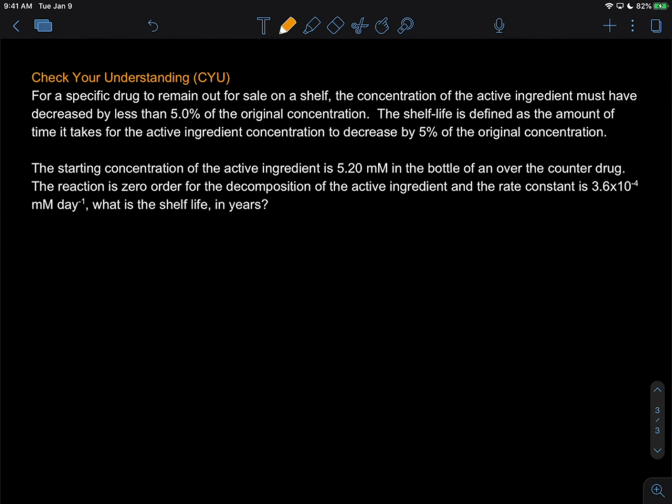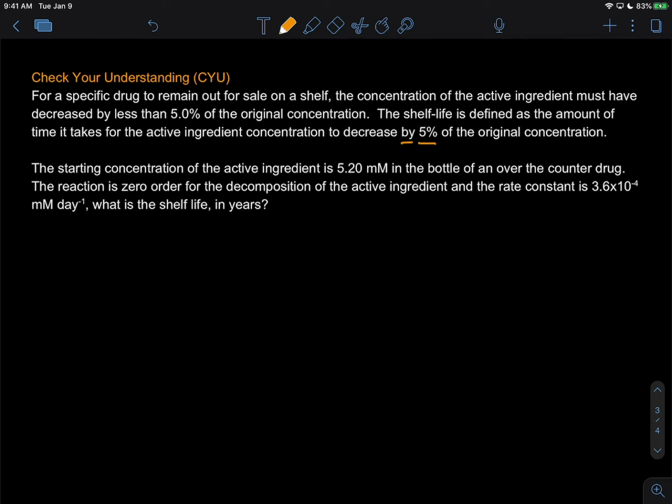And why don't you go ahead and pause your video and answer this question. For a specific drug to remain out for sale on a shelf, the concentration of the active ingredient must have decreased by less than 5% of the original concentration. The shelf life is defined as the amount of time it takes for the active ingredient concentration to decrease by 5% of the original concentration. So decrease by, think about what that means.